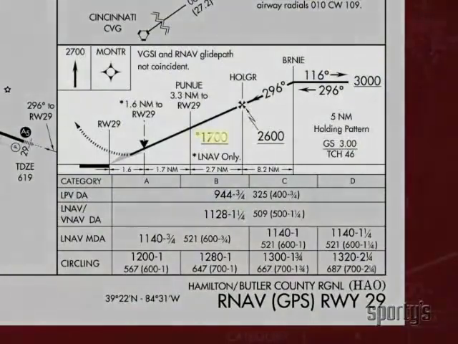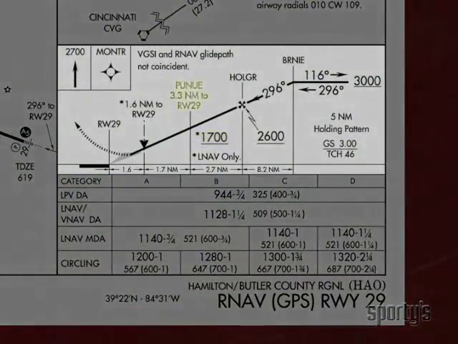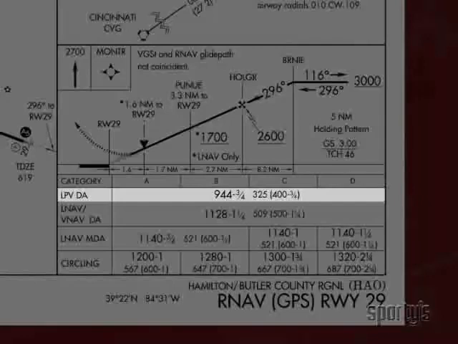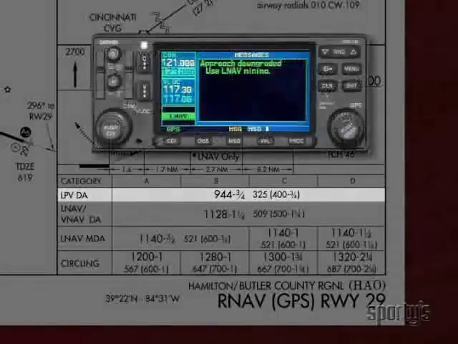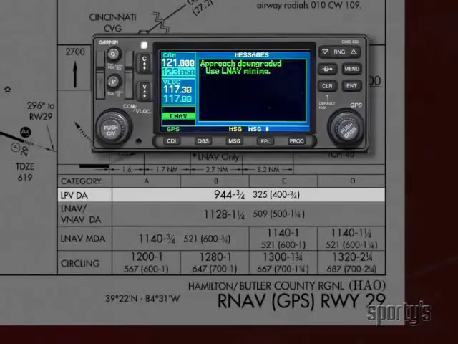The profile view shows a step-down altitude at Punu. The asterisk beside the altitude points to a note indicating that it applies to LNAV only. Flying the LPV approach, we don't need to be concerned with the altitude unless the navigator downgrades the approach. This could occur during the RAIM check due to a WAAS outage or anomaly.